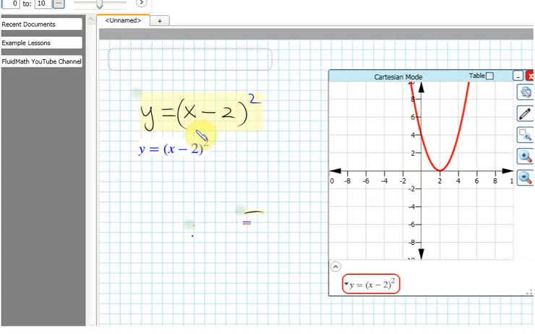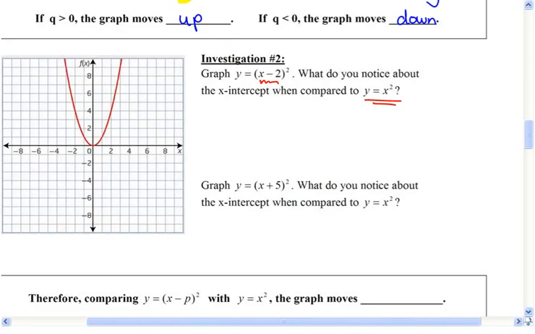What happened to the graph? It moved to the right. Okay, moved which way? To the right. How many units? Well, 2. 2 units. Okay, let's write this down, please. What happened in this case is it actually moved 2 units to the right. Is it because of the squared? I don't know. We'll figure this out.